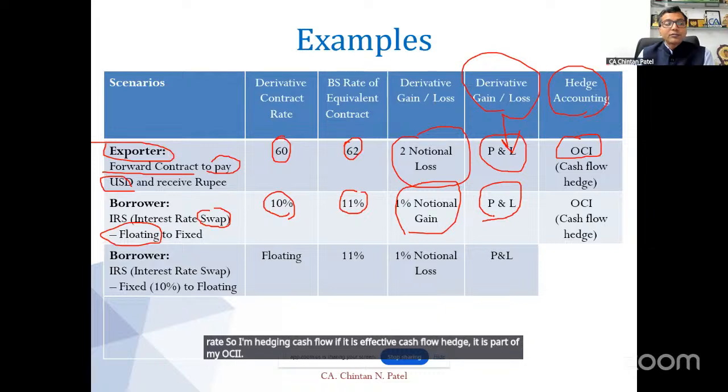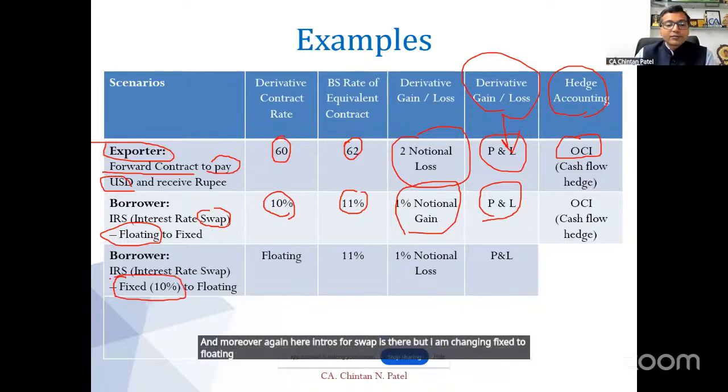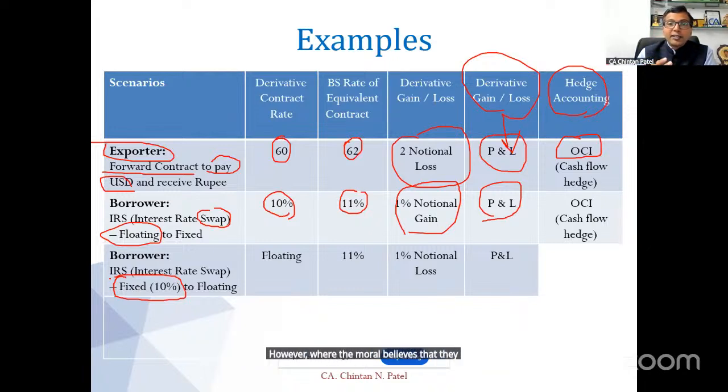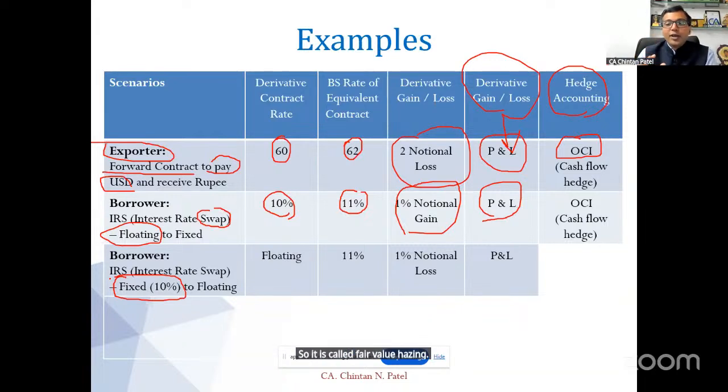I'm a borrower, and again here there is an interest rate swap, but I am changing fixed to floating. Now the question may come to mind, why would you change from fixed to floating? However, where the borrower wants to have the liability near to the market, that is fair value, instead of fixing that cash outflow, they want it to be floating. So it is called a fair value hedge, and here it is part of the P&L account.